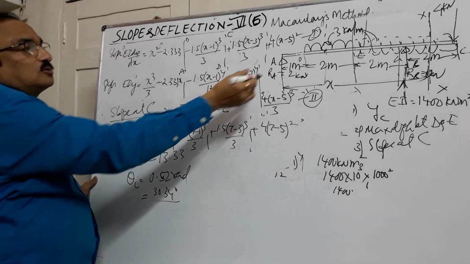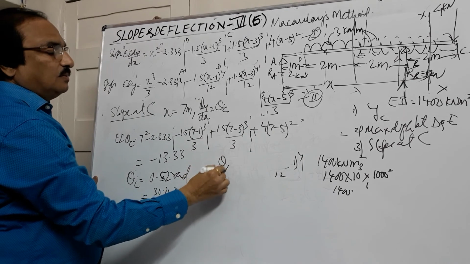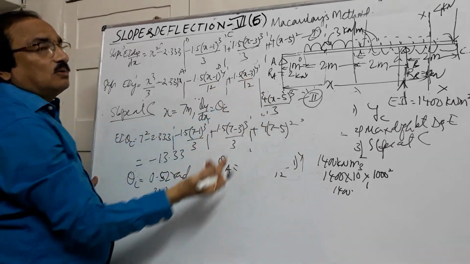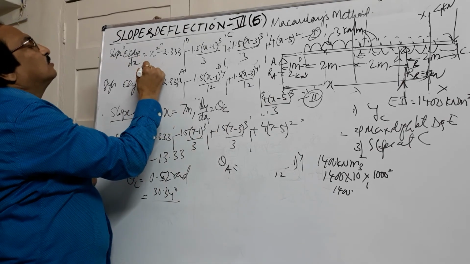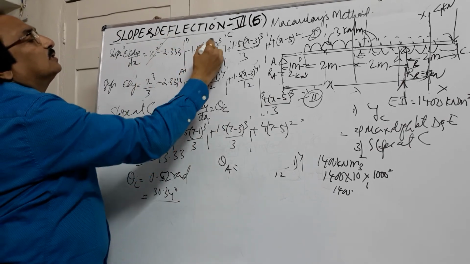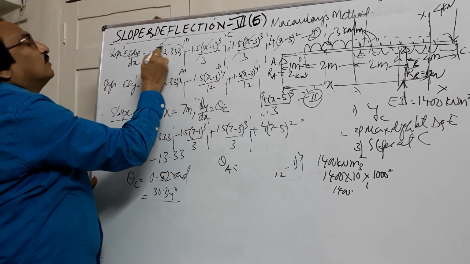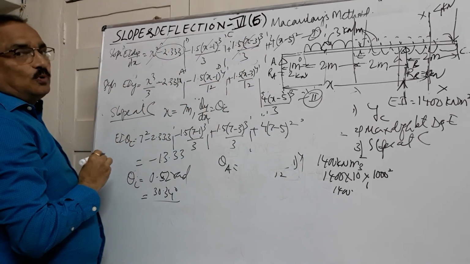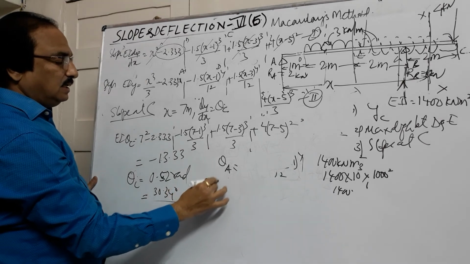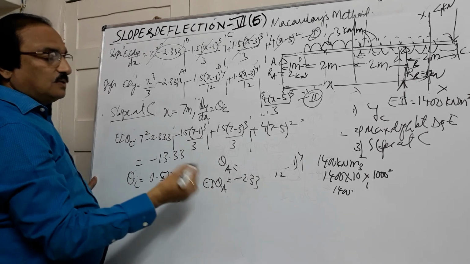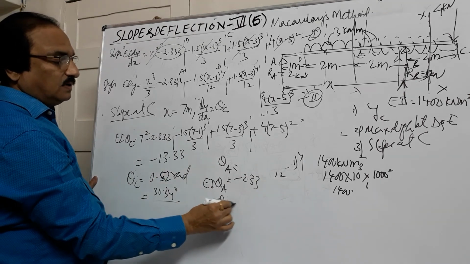You can also find out slope at A, theta A. What is the condition you will be using in the slope equation? When A, x will be equal to 0. If you substitute x is equal to 0, this will go away, this will go away, this will go away, because they all become negative. What is left out is only minus 2.33. So EI theta A will be equal to minus 2.33. If you simplify for this, you get the value of theta A.